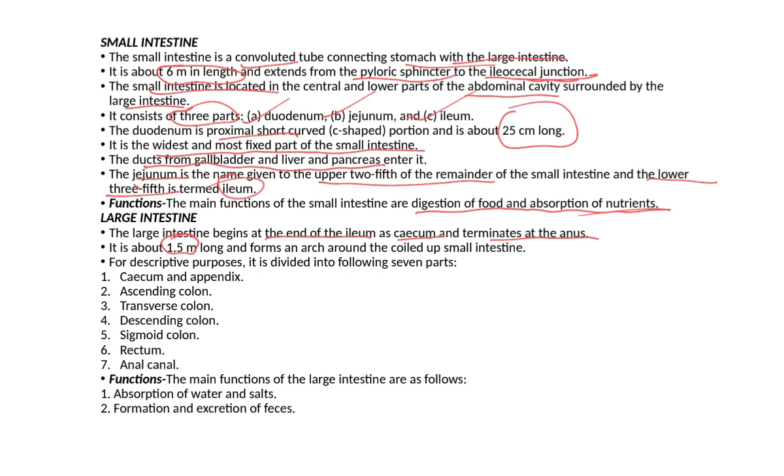And the large intestine forms an arch around the coiled up small intestine. For descriptive purpose, it is divided into 7 parts. What are they? Cecum and appendix, ascending colon, transverse colon, descending colon, sigmoid colon, rectum and anal canal. What are the main functions of the large intestine? That is absorption of water and salts and formation and excretion of the feces.